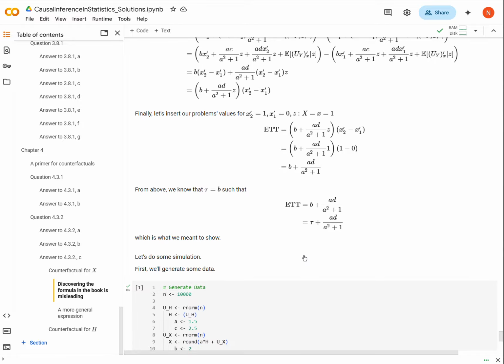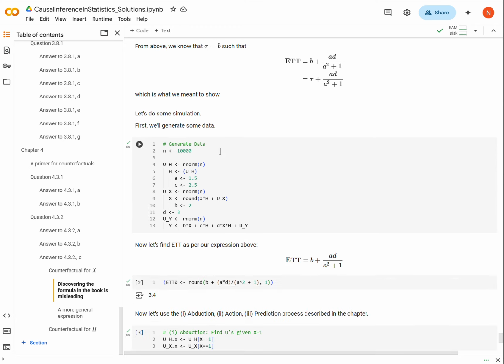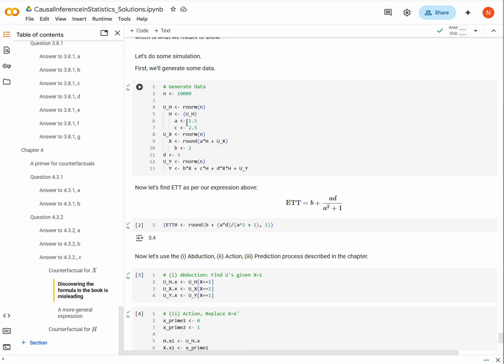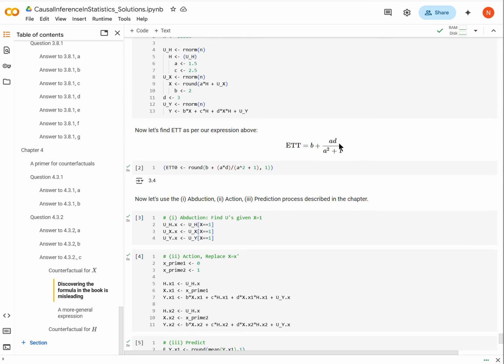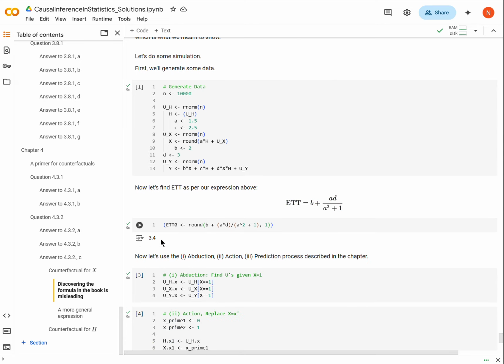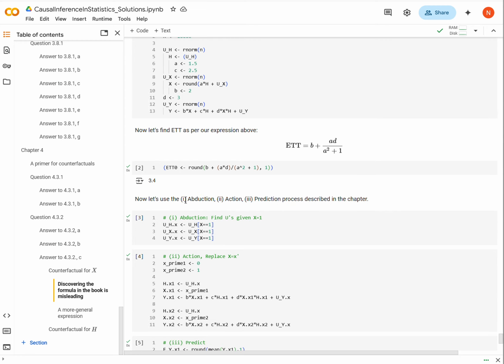So there's our expression for ETT, and now we should be able to confirm this by running a simulation, where we go through the steps of counterfactuals as presented in the book. First I'm generating some data, and I'm getting the hard values for ETT as we've derived it algebraically, and it comes out to 3.4. Now we'll use the steps presented in the book: abduction, action, and then prediction.